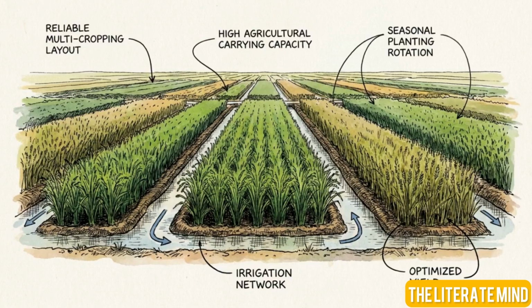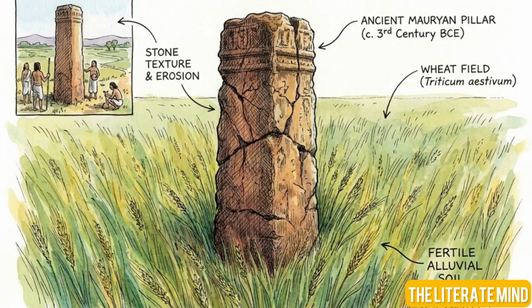It allows for reliable multicropping, meaning you can grow abundant food season after season with very little resistance from the earth. That raw agricultural carrying capacity is the exact reason this specific zone became the cradle of Indian civilization.